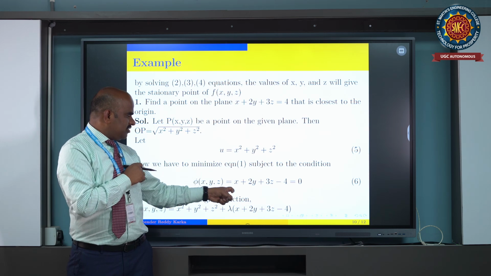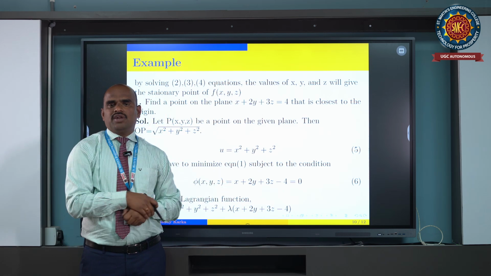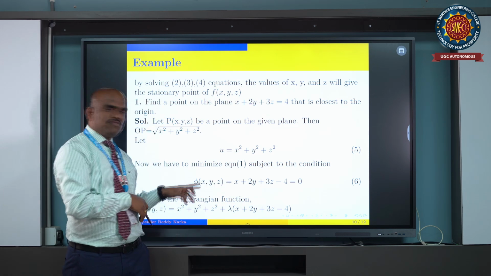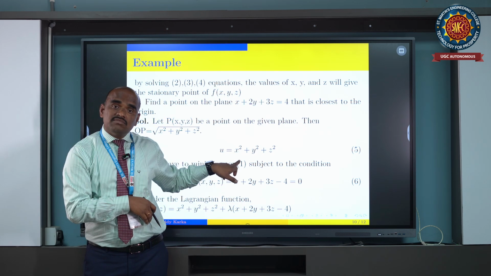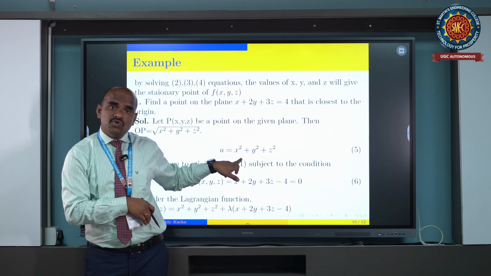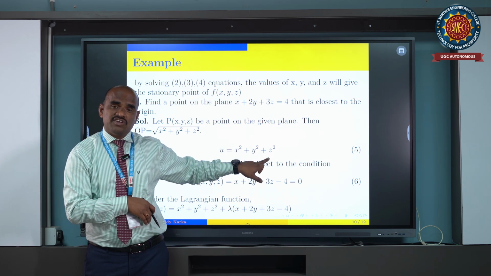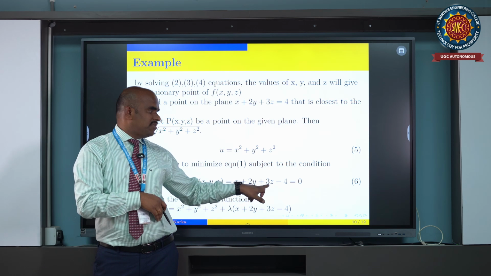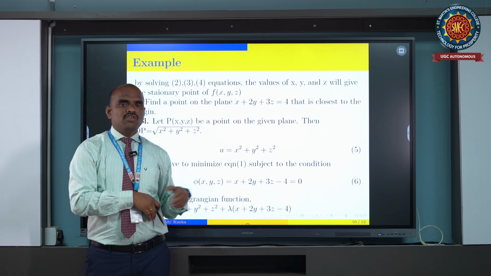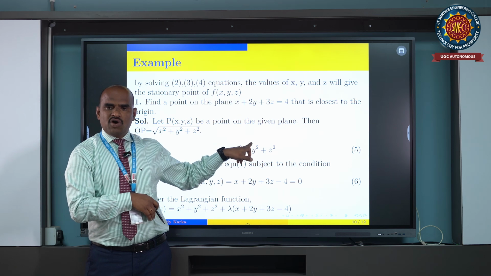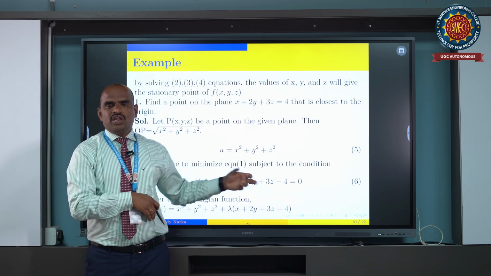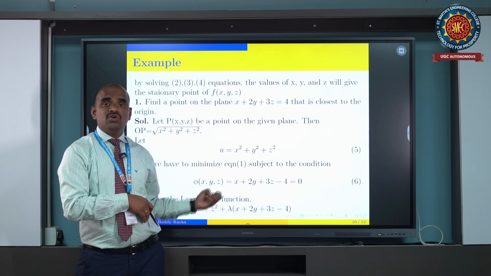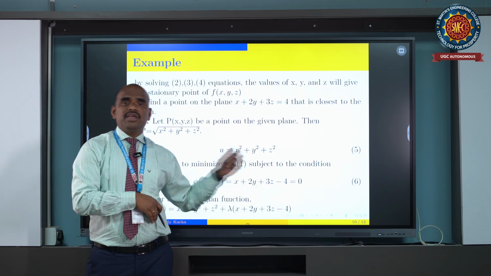Here this is the condition. In this plane we have to find the point, so we have to use this condition. So here we have to find the maxima or minima of the function u is equal to x square plus y square plus z square, and we have to use the condition phi is equal to x plus 2y plus 3z minus 4 equal to 0. So this becomes the small f, and this becomes the phi. Now we have to form the Lagrangian function, capital F is equal to small f plus lambda into phi.